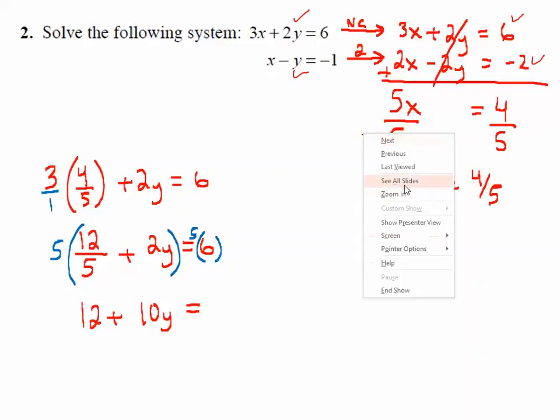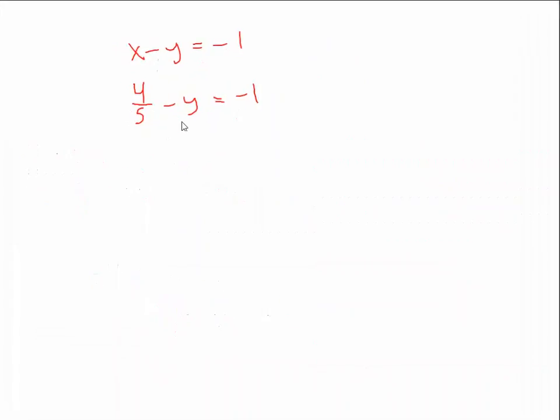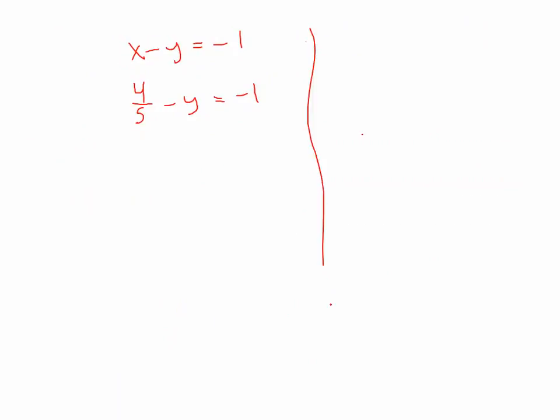So let's go to it here. So 2x minus 2y is equal to -2. So this comes in as 4/5.